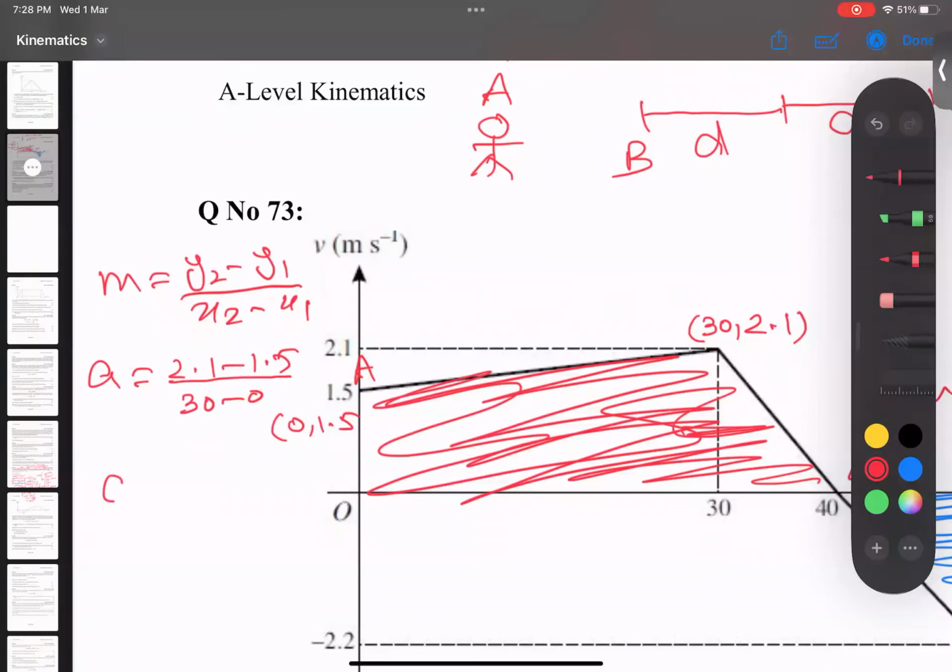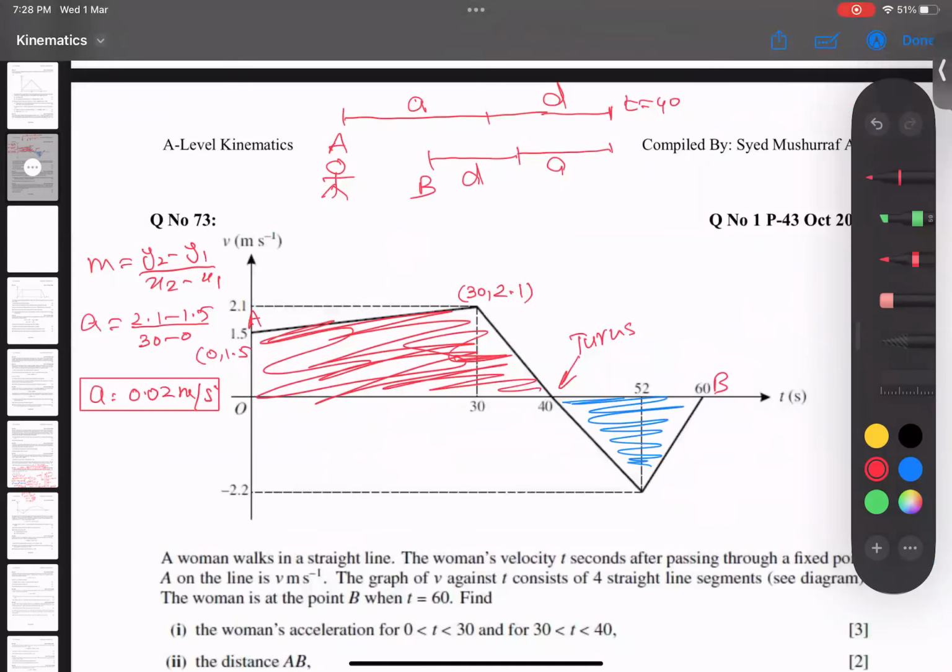Okay, and this will give me acceleration, and it's just a matter of typing in the calculator. When I type in the calculator, 2.1 minus 1.5 over 30, I'm getting the answer 0.02 meters per second squared as the acceleration for the first part, which is done clearly.